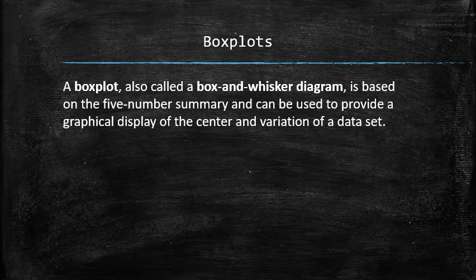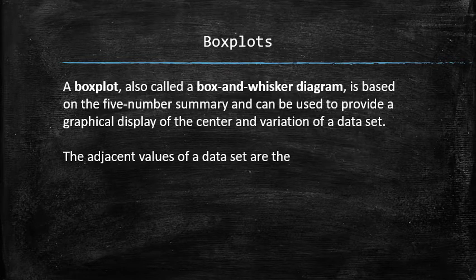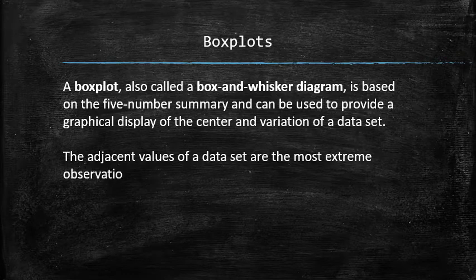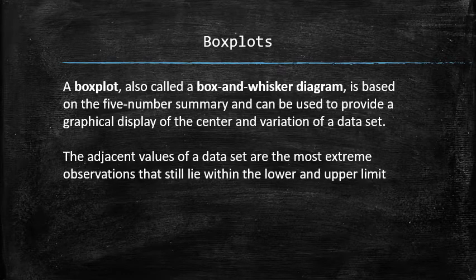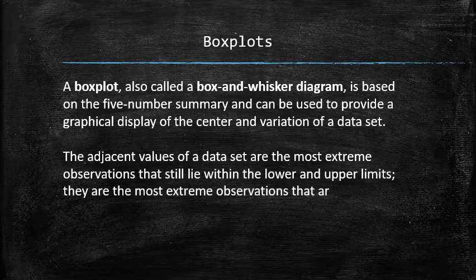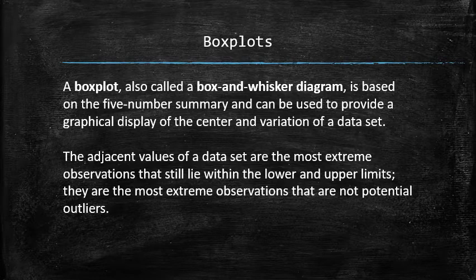To construct a boxplot, we also need the concept of adjacent values. The adjacent values of a dataset are the most extreme observations that still lie within the lower and upper limits. They are the most extreme observations that are not outliers. Note that if a dataset has no potential outliers, the adjacent values are just the minimum and maximum observations.